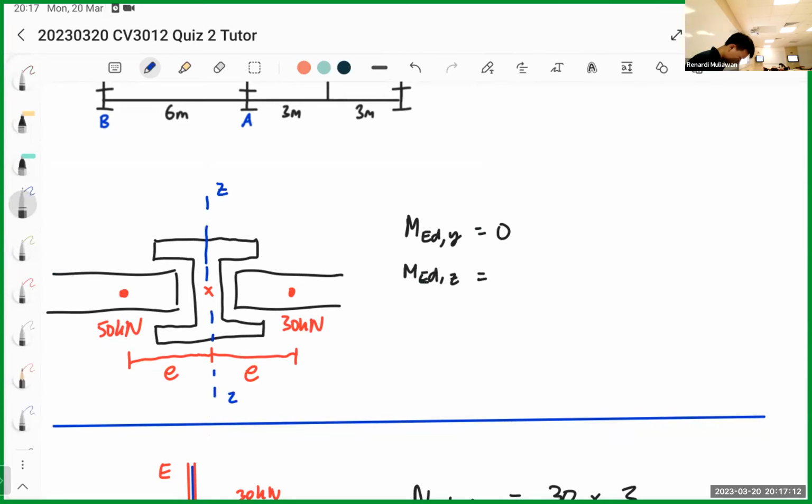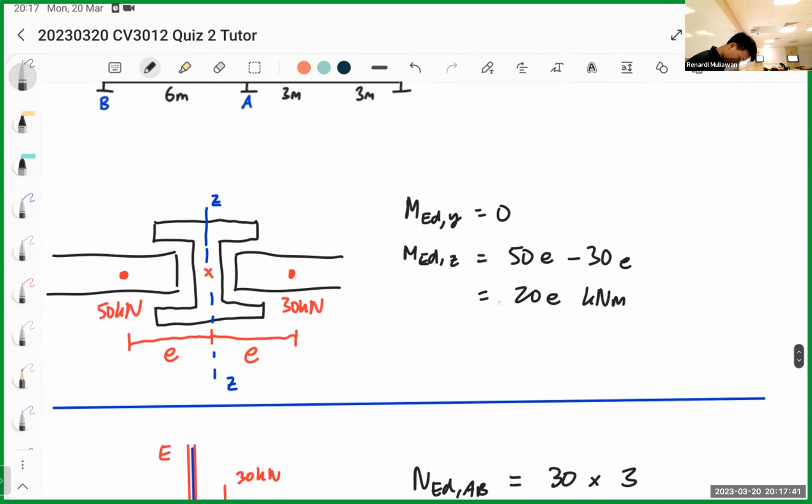This is dz. So it's basically just 50 times e, the moment that way, minus 30 times e, which is the moment that way. So it's 20e kilonewton meters. This is just an example, where we have two beams going like this. Just in case they give you four of those beams, then you just cancel.